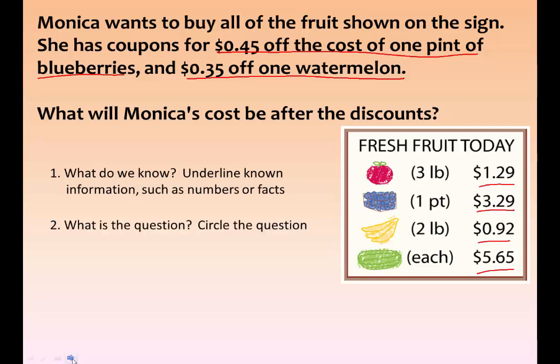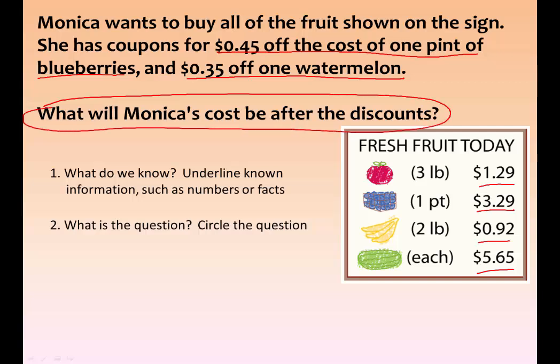The next step is to figure out what is the question and to circle it. So the question is going to be, what will the cost be after the discounts? So I've underlined the information I know, and I've circled the question so that I figure out what it is that I want to solve. That's going to be important later because we're going to come back to the question and make sure that we've answered it after we go through the steps.